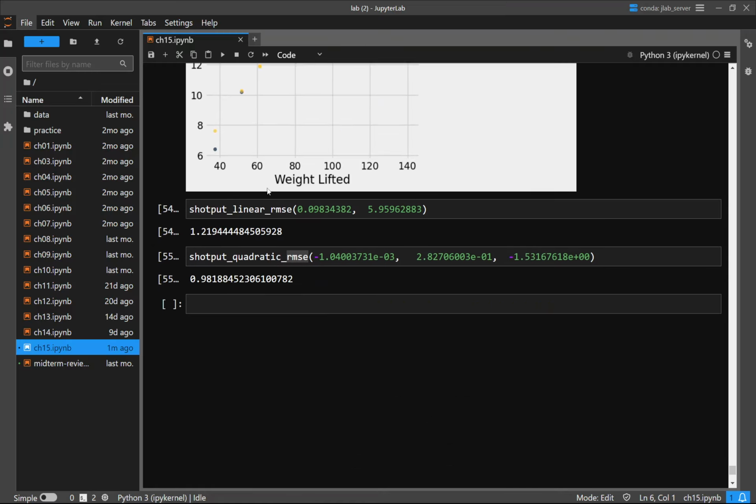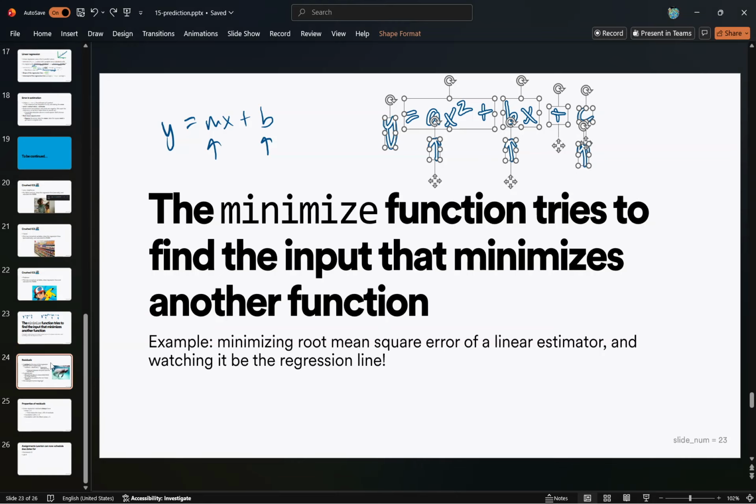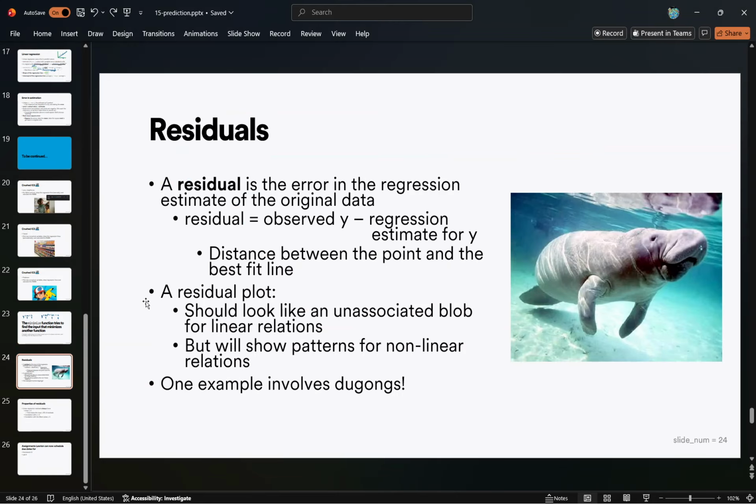So that's minimize in general. And now let's talk a little bit about the graphs of those errors. When you do linear regression, there's a different term that we use for the errors. It's called a residual. We said error means any kind of estimator, but a residual means it was your regression estimate's error. So a residual is your observed y minus your regression estimate for y. It's the same formula as the error. It's just the distance between your point and the best fit line, which we know now is the regression line.